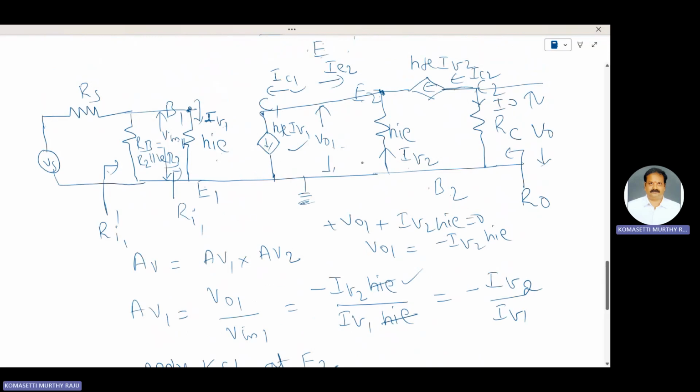What about AV2? AV2 is for the second stage. Consider this stage, output voltage by input voltage. The output voltage is V0, and the input voltage is V01.